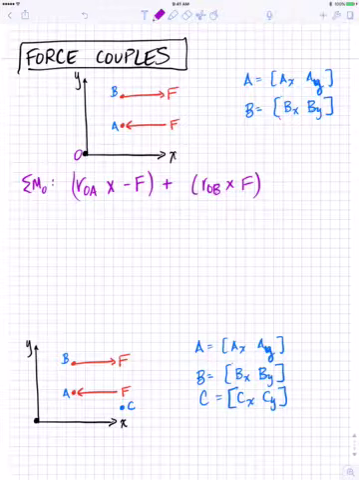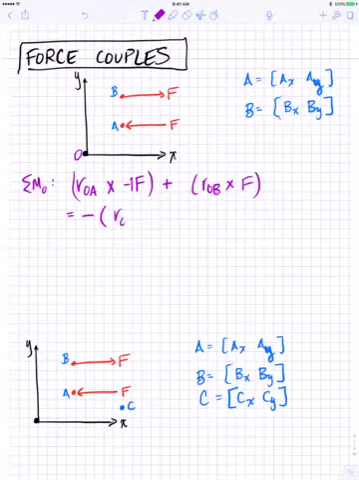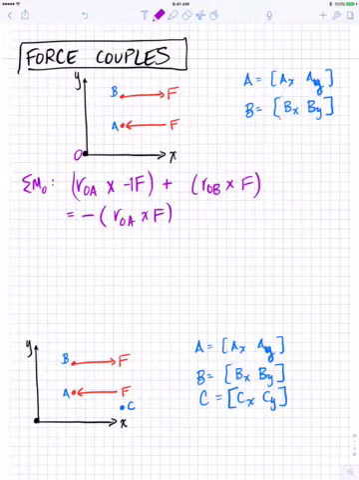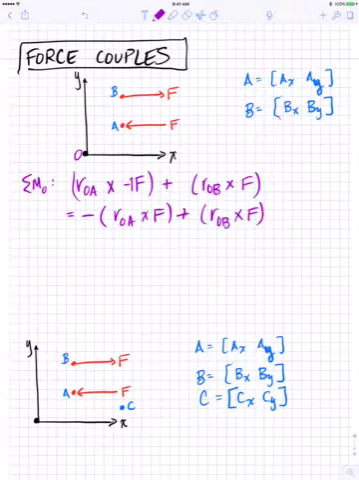There's a property that says if you have a scalar inside the cross product, you can pull it out. So the minus 1 here is our scalar that we pull out. So we can make this minus ROA cross F plus ROB cross F, right?